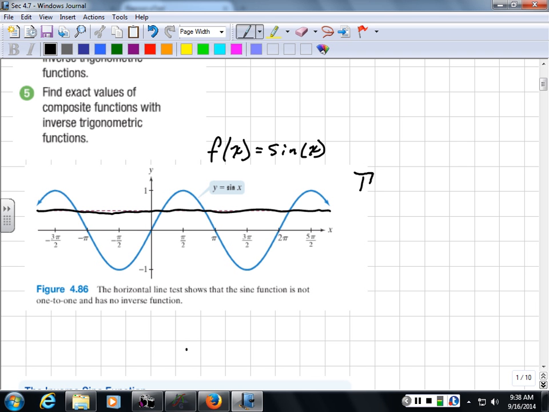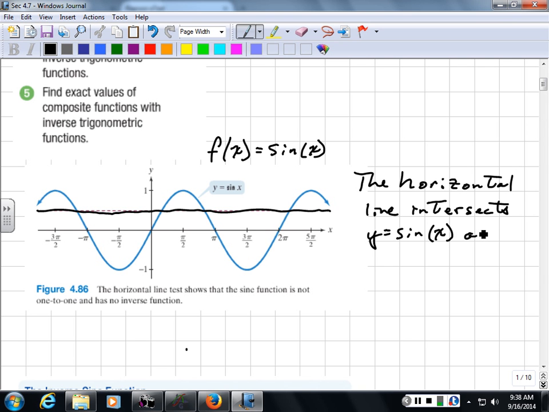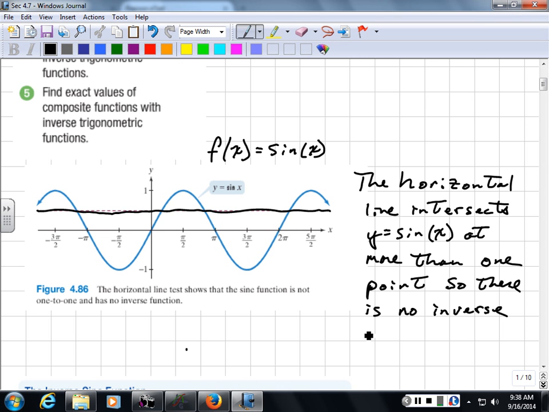So the horizontal line intersects y equals sine x at more than one point. So there is no inverse function.